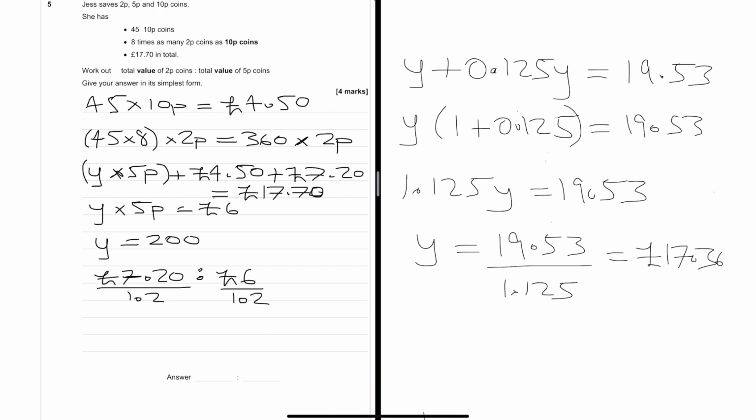And when we do that, 7.2 over 1.2 is equal to 6, and then 6 over 1.2 is equal to 5. So the ratio is 6 to 5. Equally, you could divide both sides by 6, in which case you'd have 1.2 to 1, but it's usually a little bit cleaner to write both numbers as whole numbers.